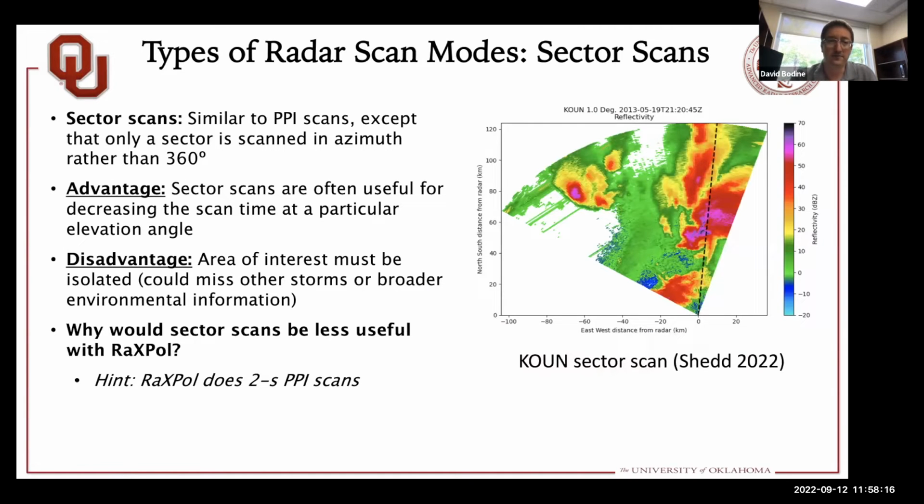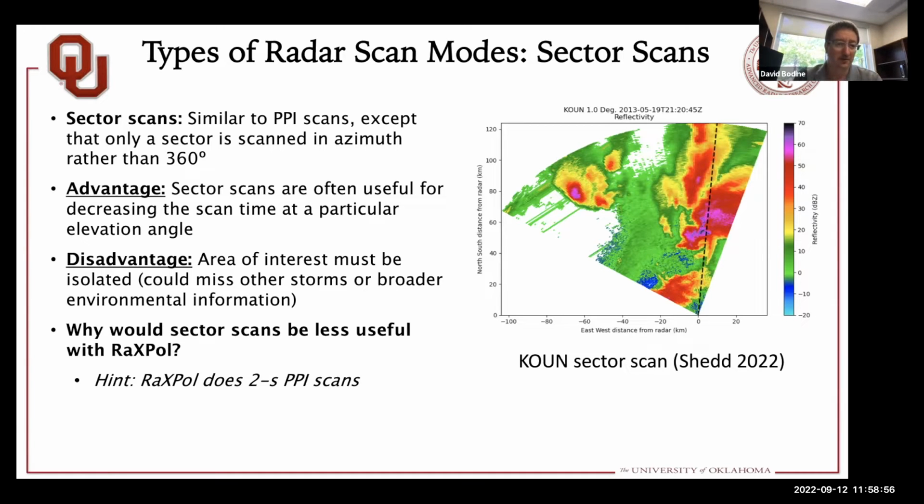And finally, another type of scan is a sector scan. So similar to a PPI scan, you're scanning in a horizontal direction at a constant elevation angle, but you're doing a sector, so you're not scanning 360 degrees, you might be scanning 90 degrees. So the advantage of this is you can decrease your scan time because you're not covering as much area in azimuth, so the antenna doesn't take as long to scan this area as it does to make a full 360. But a disadvantage is that the area of interest needs to be pretty isolated. So you could miss other storms, or you could miss some of the environmental data that might be important for your study.